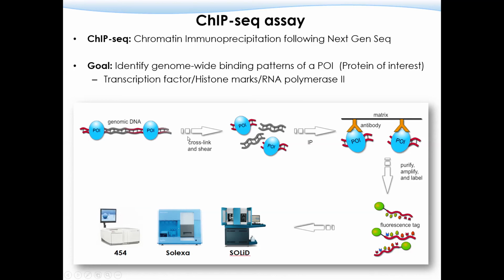So what we do here is two things. One is the cross-linking. The cross-linking means you normally use formaldehyde, or you can use UV light as well.